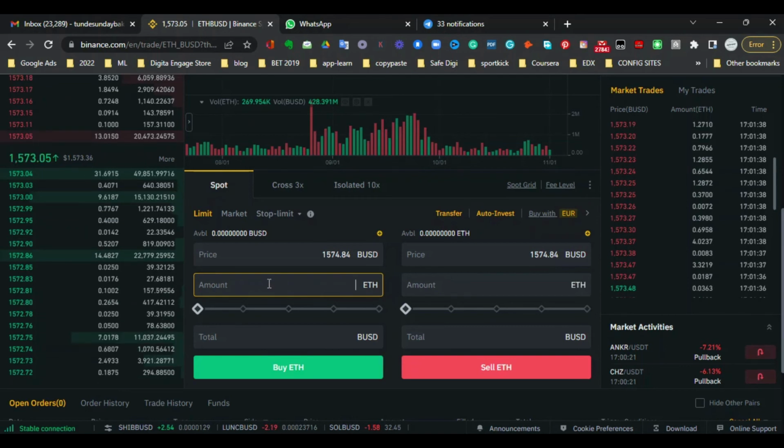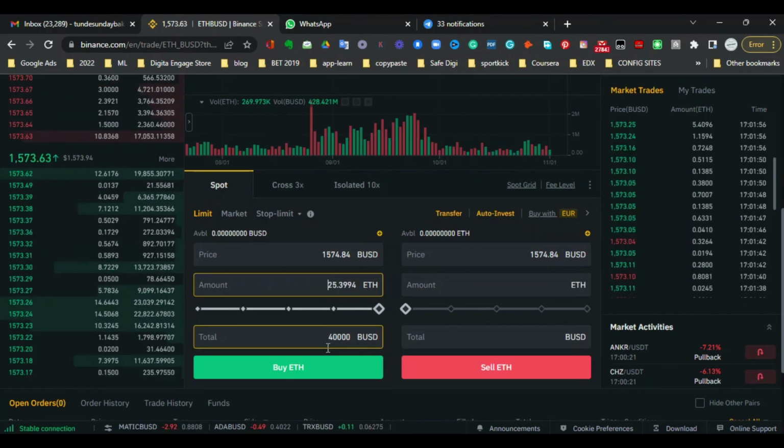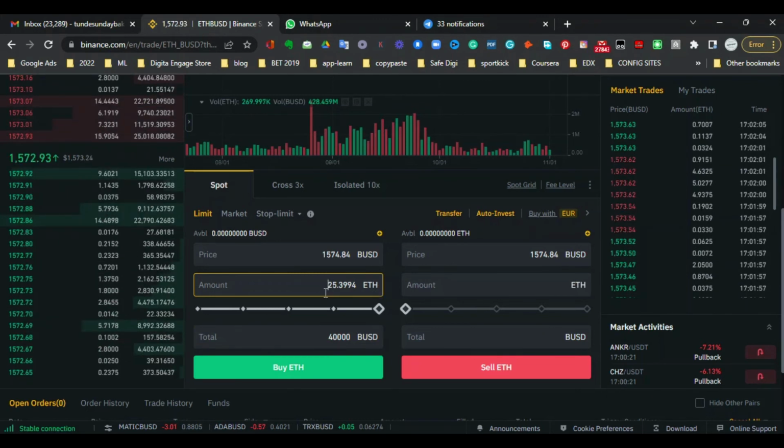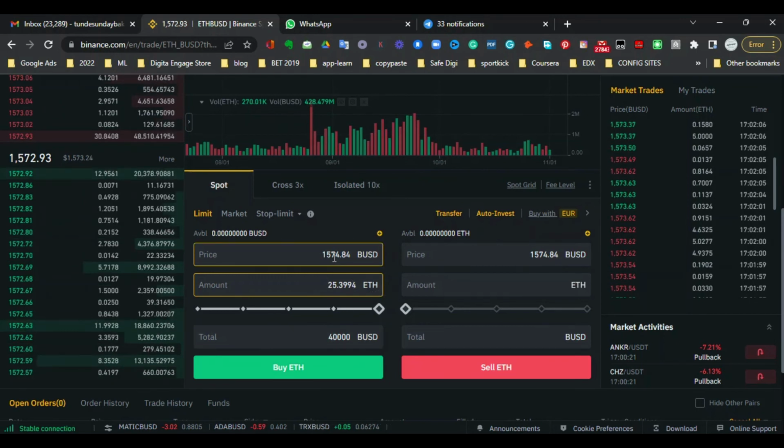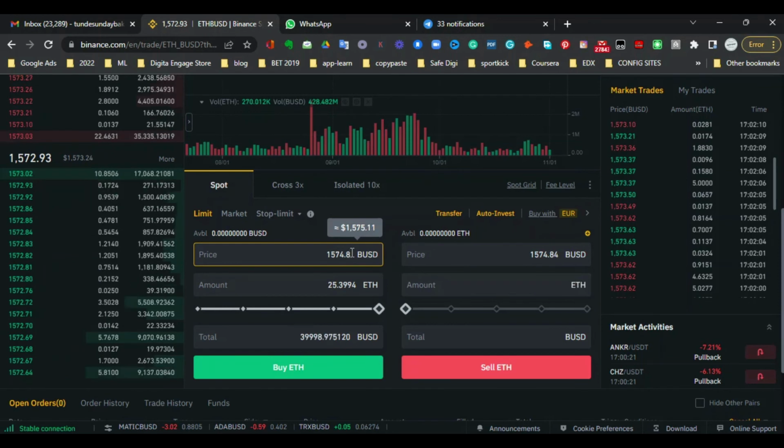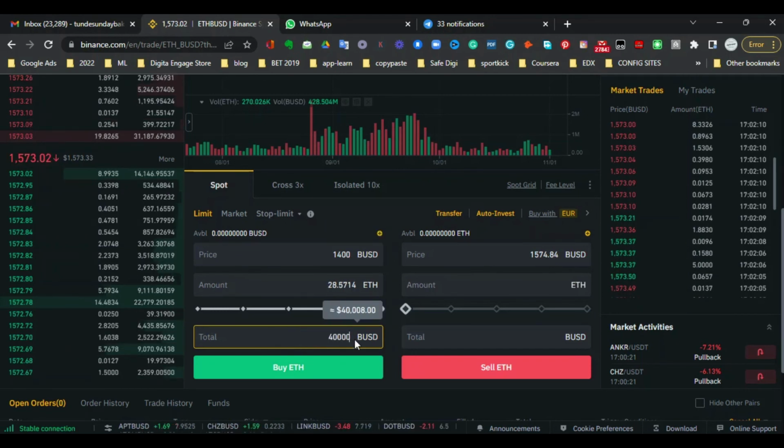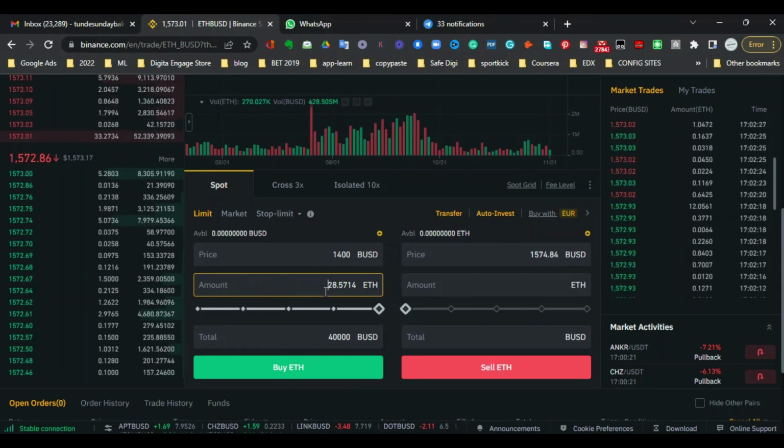So let's say we want to use total. We want to buy Ethereum with 40,000 BUSD. So how many Ethereum is it going to give us? You can see here on the amount side, it will give us 25.3994 Ethereum with 40,000 BUSD at this price. But let's say, because we are talking about limit order, you want to buy at 1,004 and you want to buy with 40,000 BUSD. You can see it has increased to 28.5714.